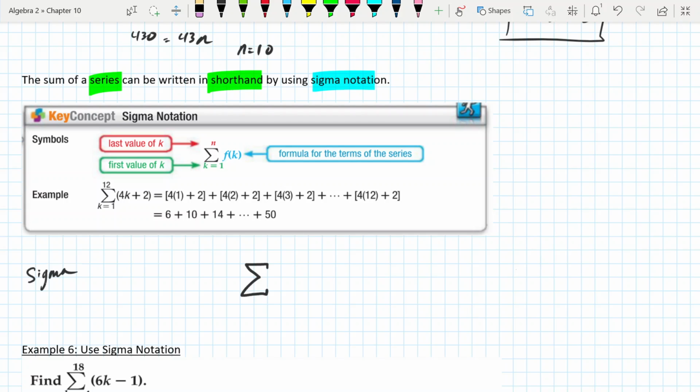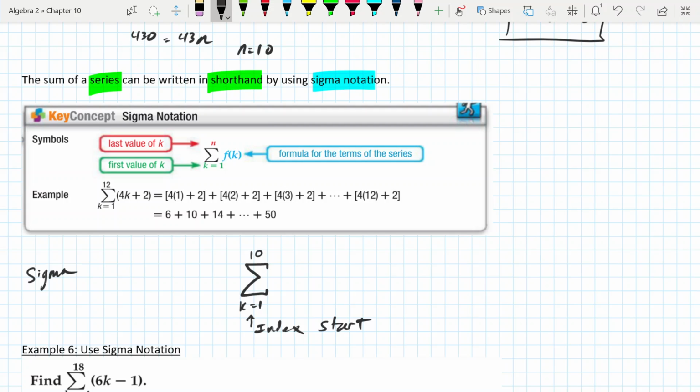Now the positioning on everything is really important. The bottom, we read k equals 1. That's called the index. And that basically just tells you where you're going to start adding things together in whatever series you have. Tells you what the first term is going to be. Usually it's 1, sometimes it's not, sometimes you could start at the 7th term. Okay.